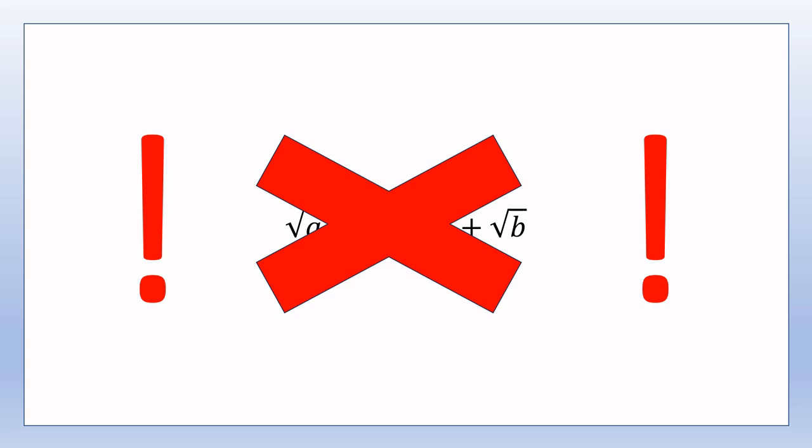And last I heard, 5 is not equal to 7, so in general, we don't have that the square root of a plus b and the square root of a plus the square root of b are equal. They might be equal in some very specific and particular cases, but generally they're not equal.